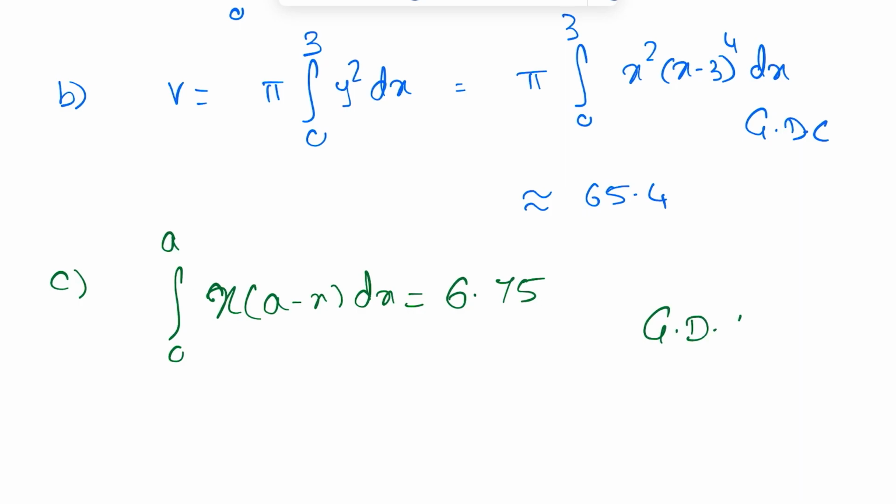How do I get that value? Graph that one, use the GDC and find the value of a. Then you will get a as 3.43. The nearest value will be 3.43. That's going to be the answer.